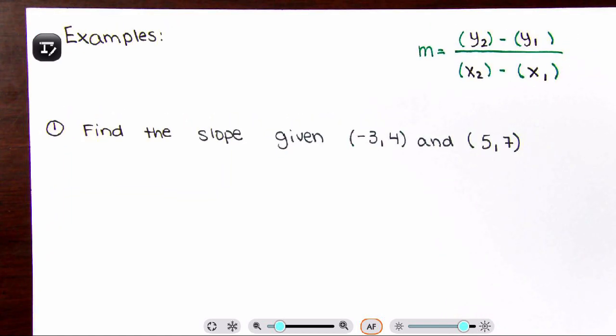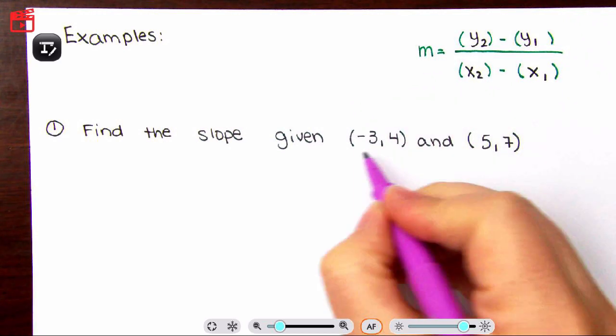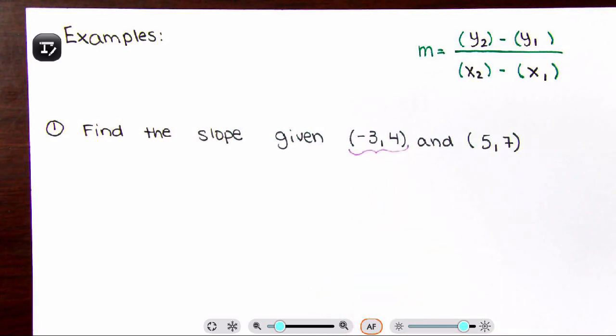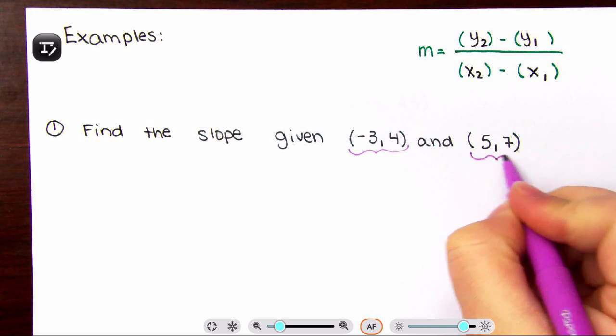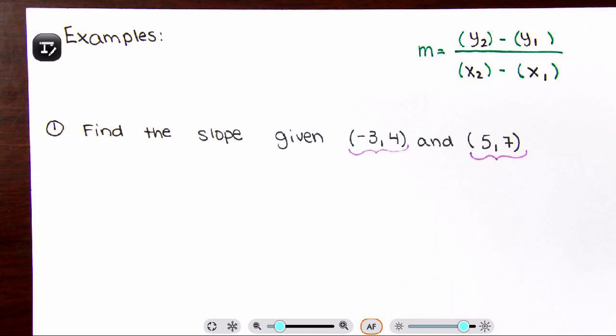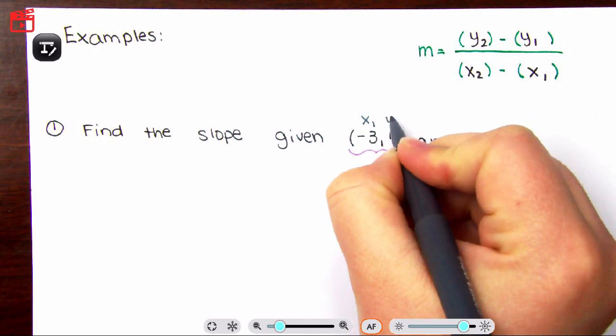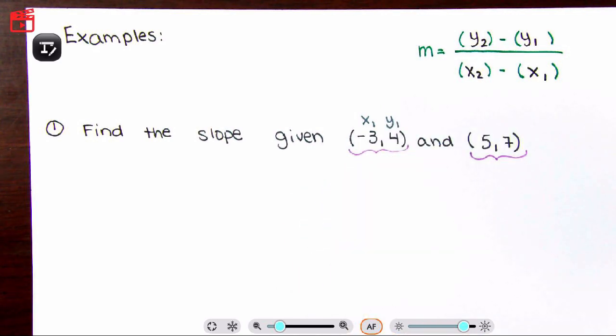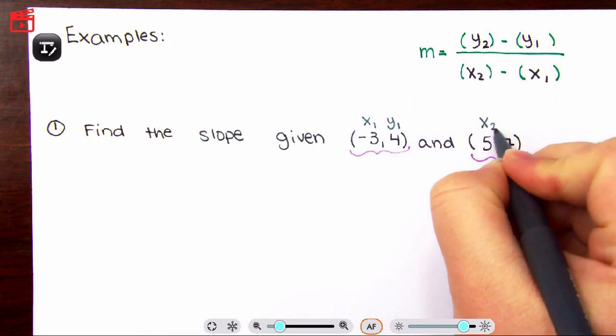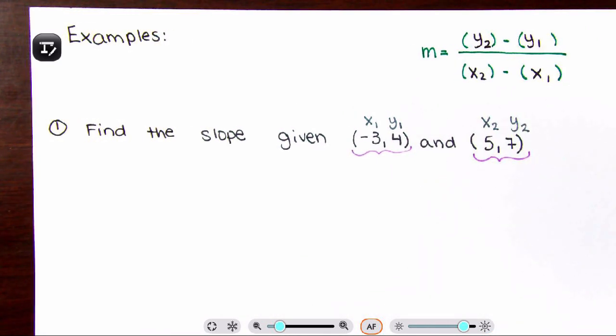All right, let's go ahead and use that formula to solve for slope in the first example. In the first example, it's asking us to find the slope given -3 and 4 and 5 and 7. So this point right here is a relationship between -3 and 4. This point right here is a relationship between 5 and 7. So we're going to label them. I have x1, and then I have my second x, x2, and the same goes for the y values.